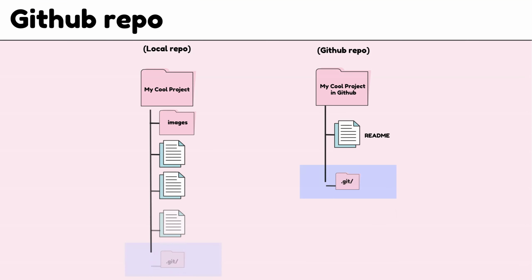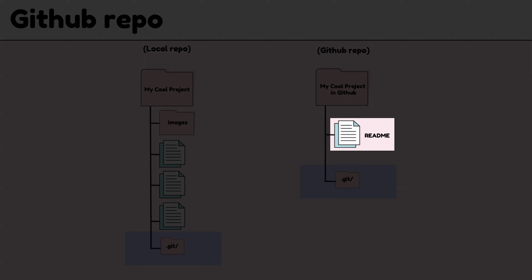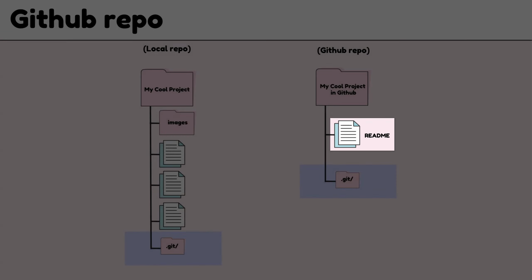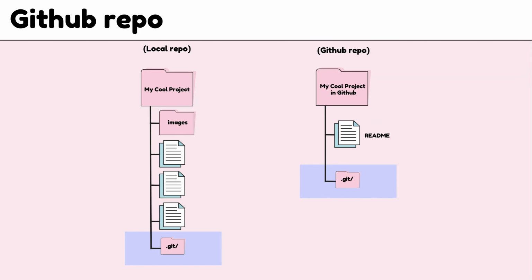So far in this tutorial series, I've shown how you can create a local repo. GitHub also lets you create a new repo via their user interface, which I'll demonstrate in a sec. When you create a new repo in GitHub, it's a common practice to add a README file. A README file tells other people what your project is about, how they can run your project, or how they can contribute to it, among other things.